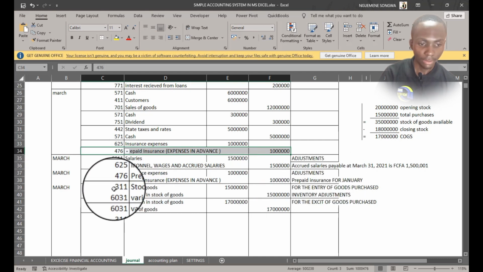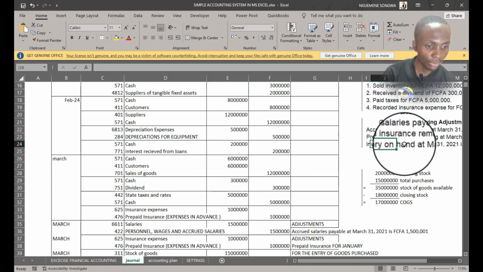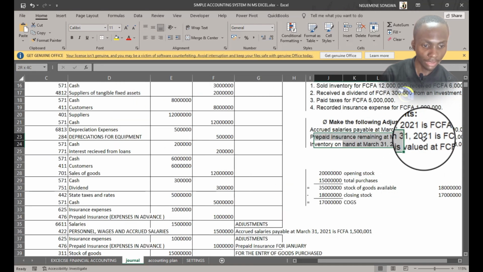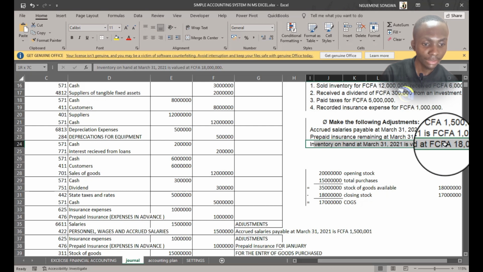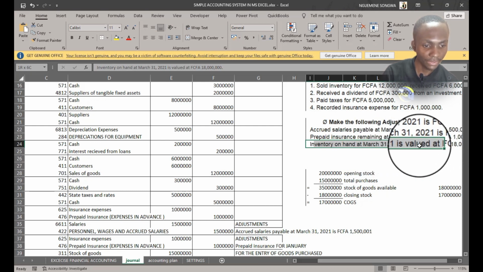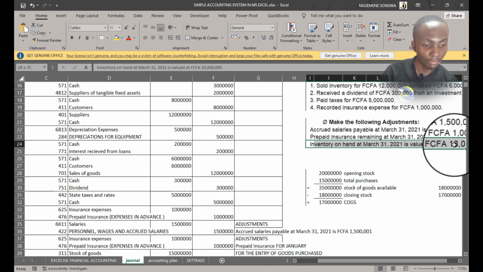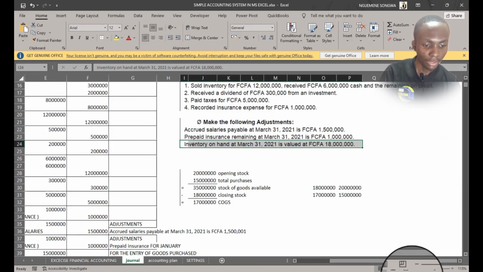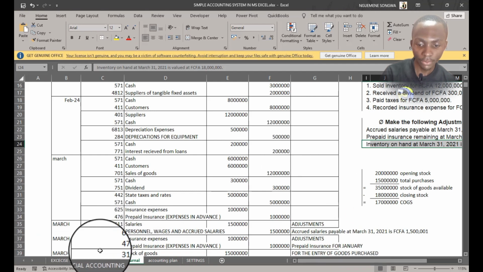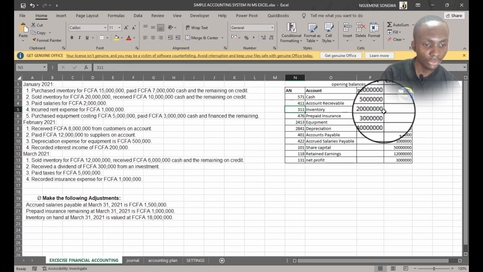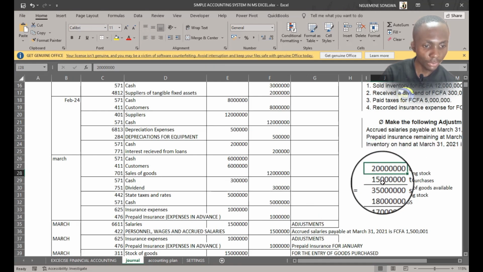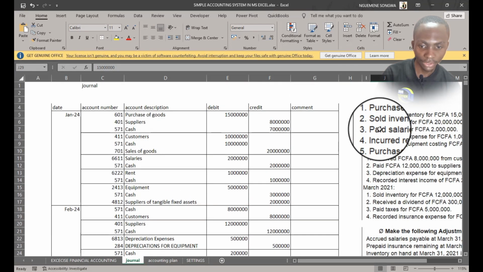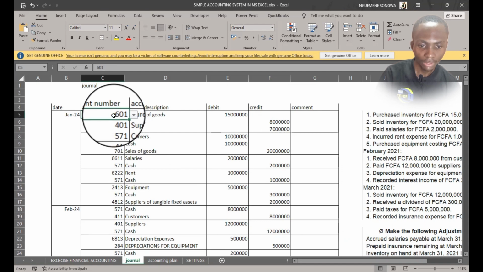So from here, which other adjustment is there? Inventory on hand as at 31st. Okay, the balance of inventory as at the 31st of March is 18 million. So here I've made a quick calculation. From the opening balances, we had inventory of 20 million as opening stock. In terms of purchases, looking at all these transactions, there was only this purchase of 15 million.